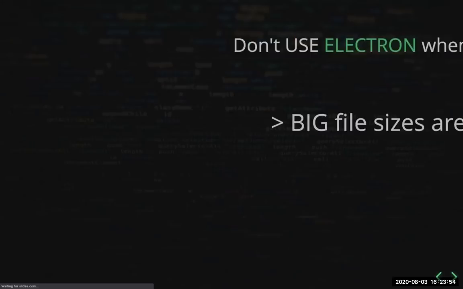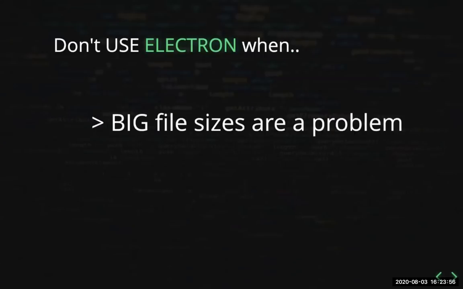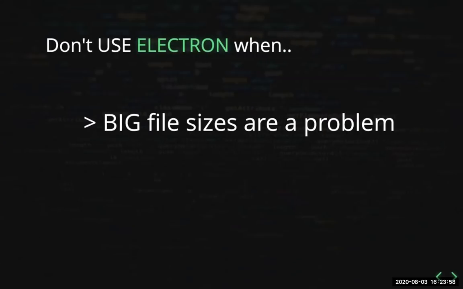So let me move on then. Now, one reason not to use Electron, I have to also say this because it's not like Electron is the golden standard or anything. Those other options are there for a reason and they are being used for a reason. And the downside to Electron is that big file sizes are a problem. Could anyone share why they may think big file sizes are a problem with Electron?